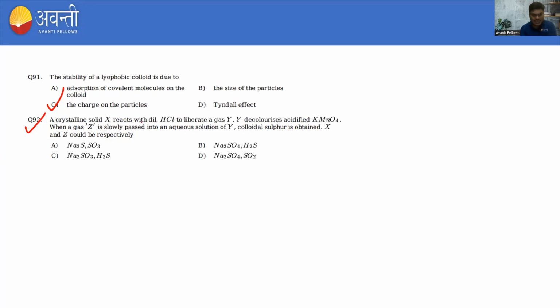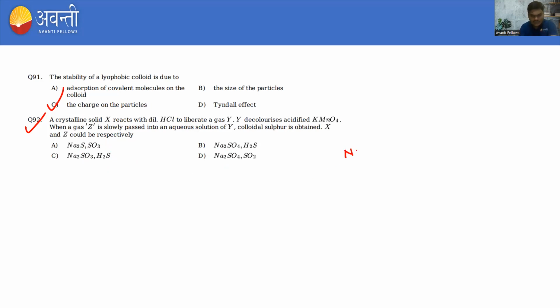A crystalline solid X reacts with HCl, right? So how will you get to know which option is correct? Let me take the example of Na2S, Na2SO3, Na2SO4. Basically Na2SO3, which is X, reacts with HCl to liberate SO2 gas. Always remember this, they are saying it liberates a gas. So which option is correct?